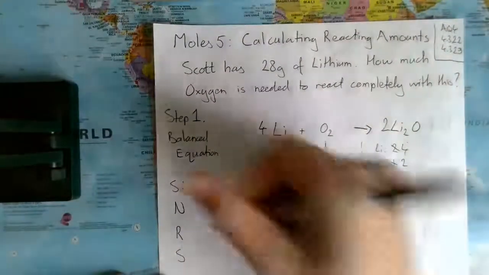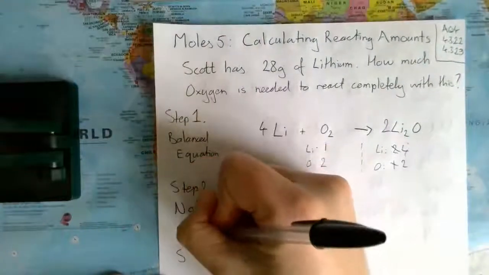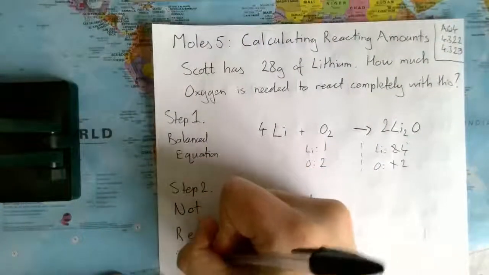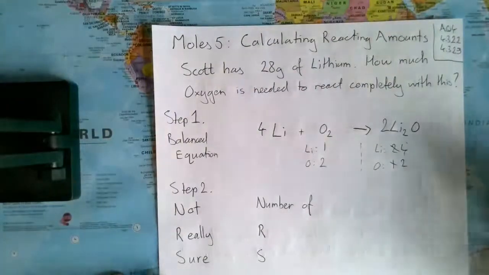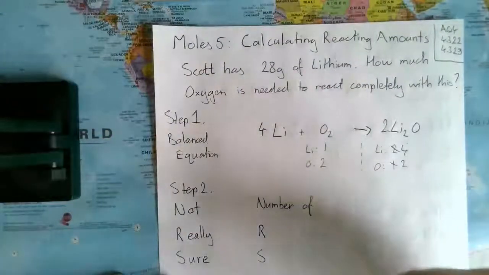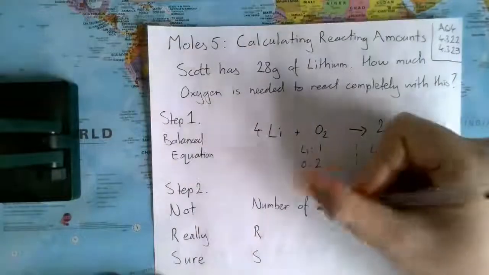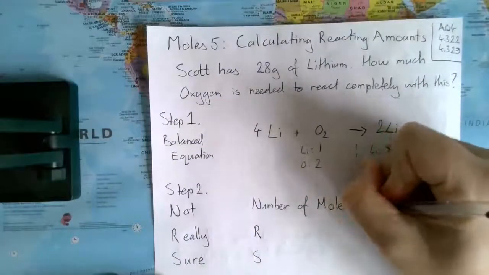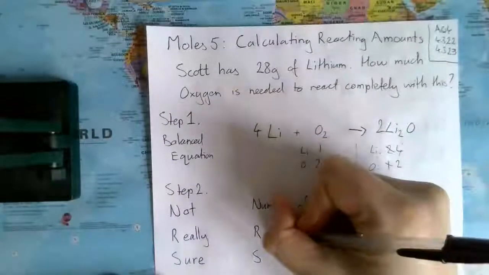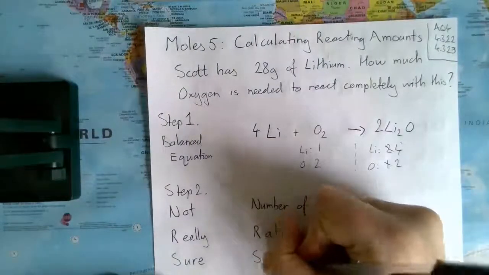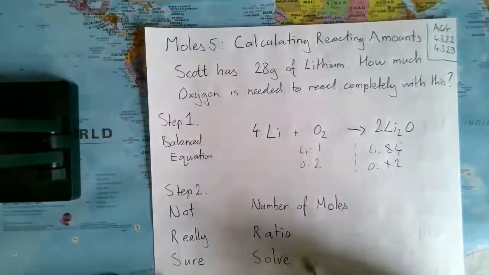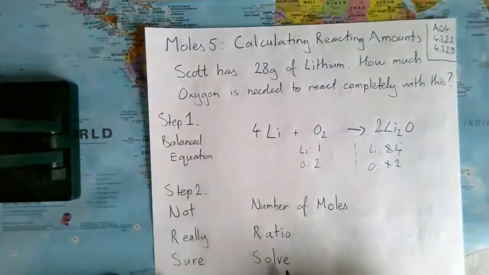Step 2 is to remember that you are going to do 3 parts to this, and it's always "not really sure". The first one, work out the number of moles. The second, work out the ratio. And the third, solve. So whatever they've asked you to do, you do that.